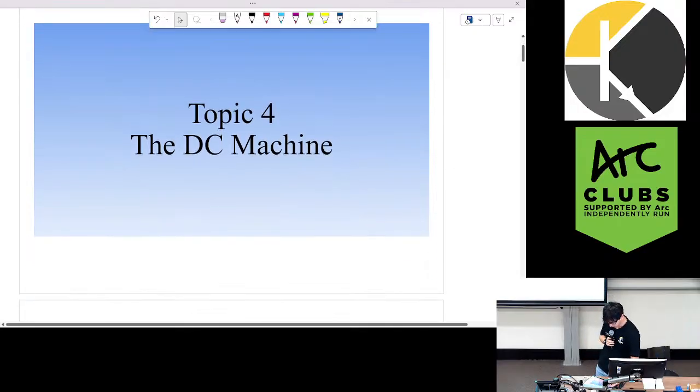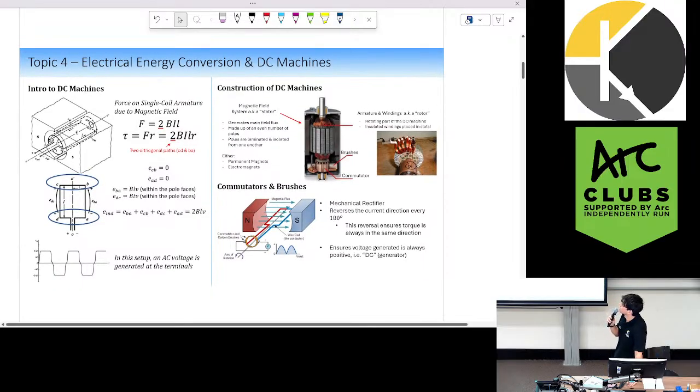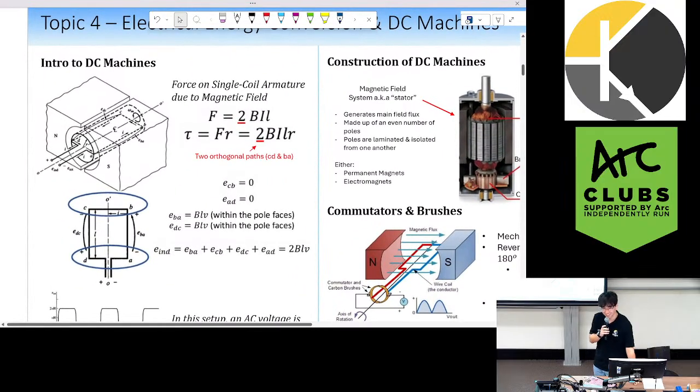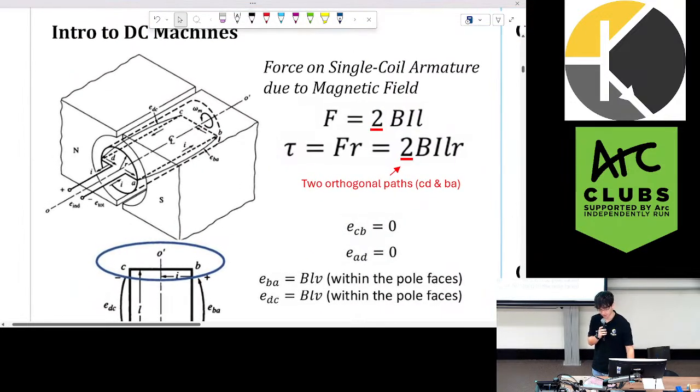Cool, so topic 4, the DC machine. The first of the machines that we learn. So first of all, how does a DC machine work? Going back to HSC physics, hopefully you guys have seen this before. The basic principle behind a DC machine is when you have a current carrying wire going through some permanent magnetic field, we can use the right-hand rule to figure out the torques that are generated on this coil.